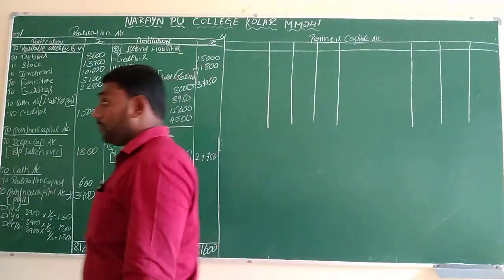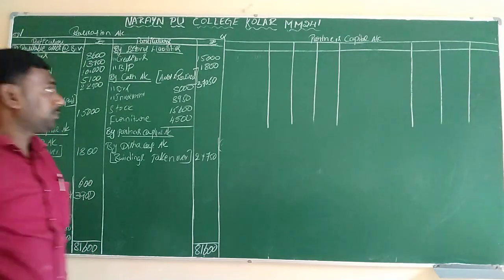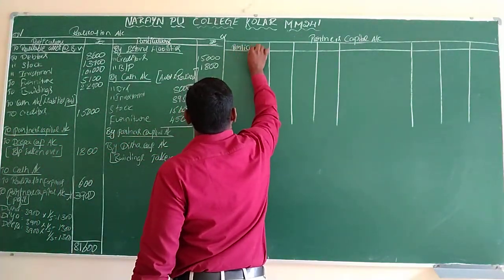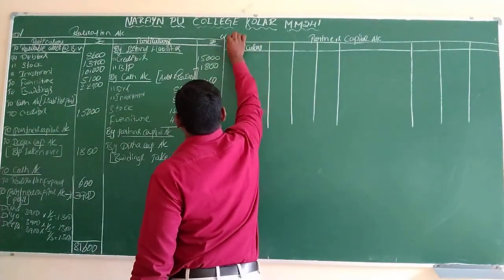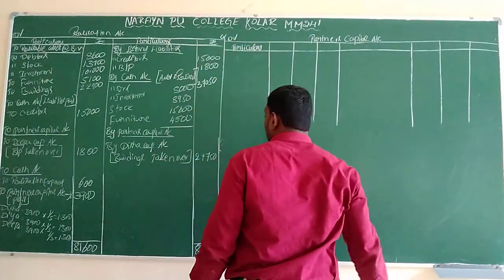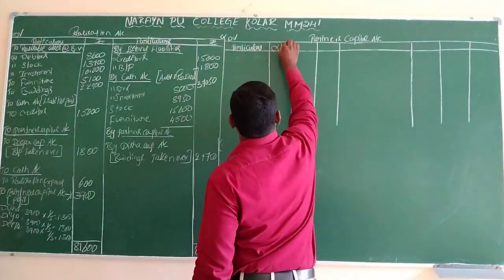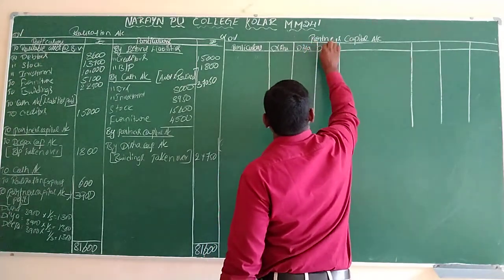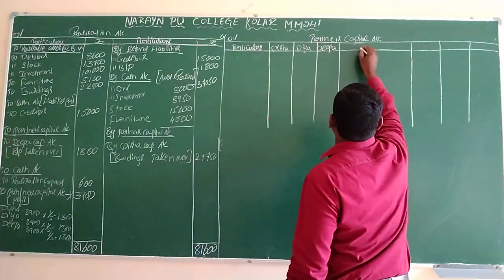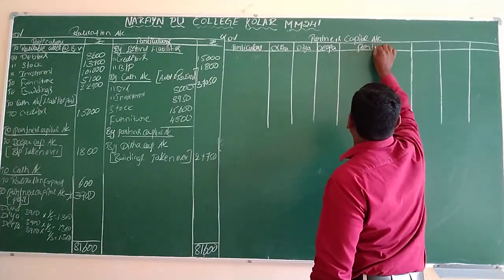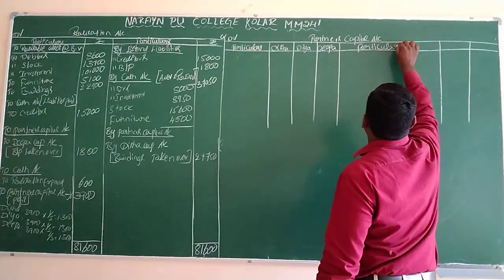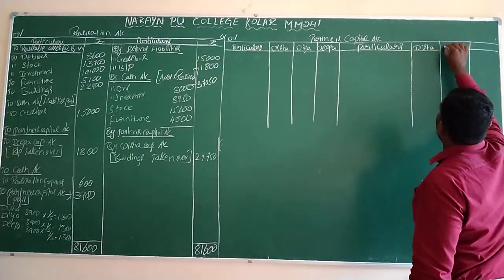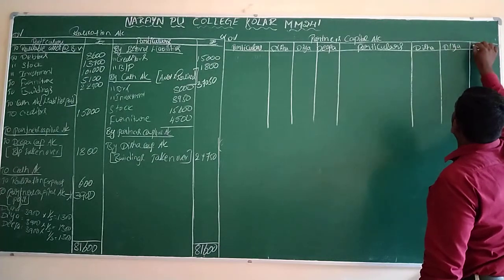So based on that we have to write. First point, particulars. On the debit side we will write particulars. The first part is Disha, Daya, Deepa. Again on the credit side, particulars: Disha, Daya, Deepa.